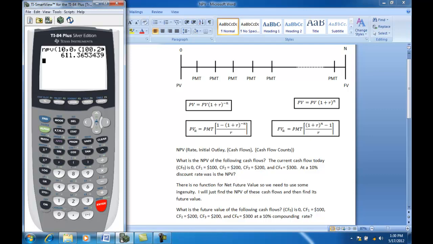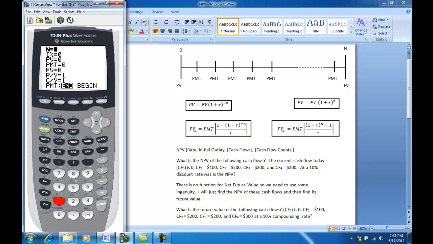Now there really is no good way that we can get a net future value. We could do the opposite of the net present value calculation that we did longhand, by basically taking each cash flow and finding their future value and adding them up. Or I could just do it this way, taking my previous net present value and compounding it 4 times at 10%. So let's clear this, hit Apps, hit Finance, and hit 1.